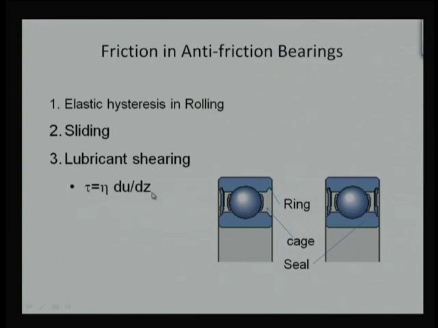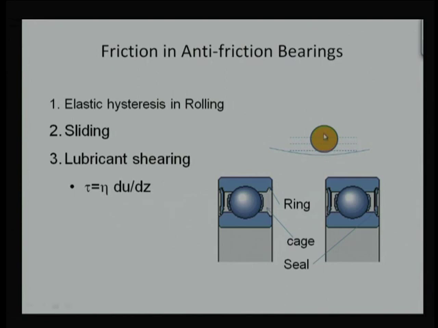For the velocity gradient, we are assuming that z is along the radial direction, and there is some gap between the rolling element and the inner ring. It's something like this. There is a rolling element, a roller or ball, and this is the inner ring, and there is a lubricant. When the rolling element comes closer and also rotates about its own axis, naturally it will try to drag this lubricant into the space. The dragging action itself is going to cause some friction and lose some energy.